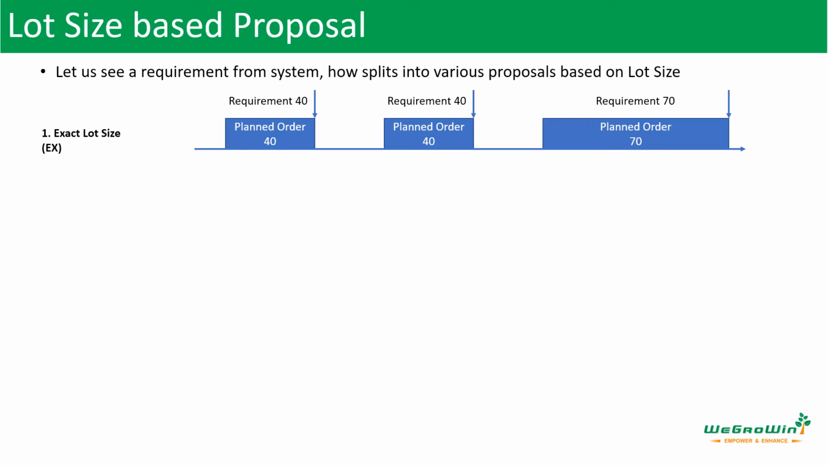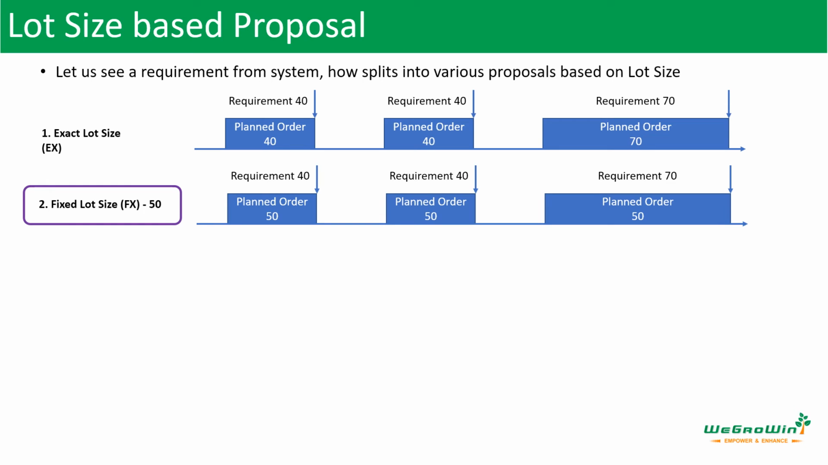Let us take a proposal which has a requirement of 40 numbers on day one, and then 40 numbers the next day, then 70 numbers the next day. If it is exact lot size, what will happen? The system will create a planned order for 40 for the first proposal, 40 for the second proposal, 70 for the third proposal. If the lot size is 50, because you mentioned this lot size as 50, instead of the requirement of 40, the first time the system proposes 50 as the lot size, right?